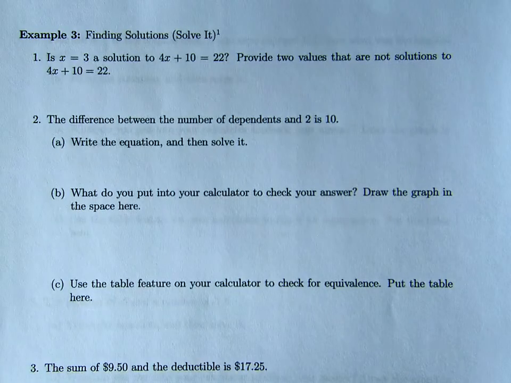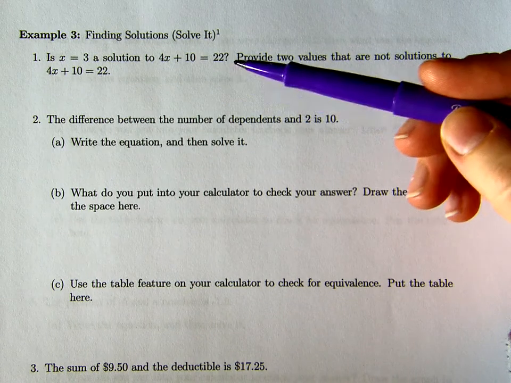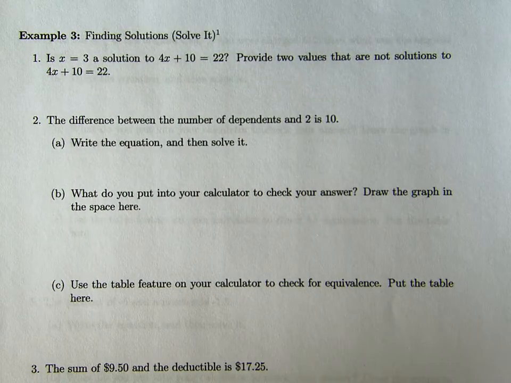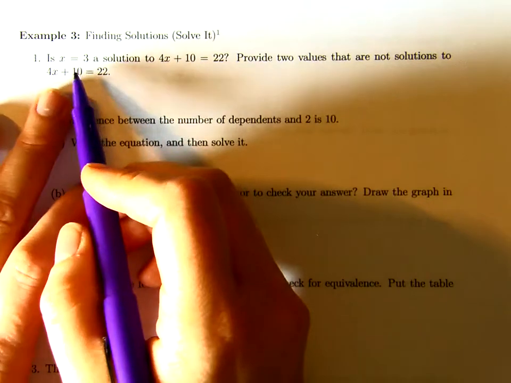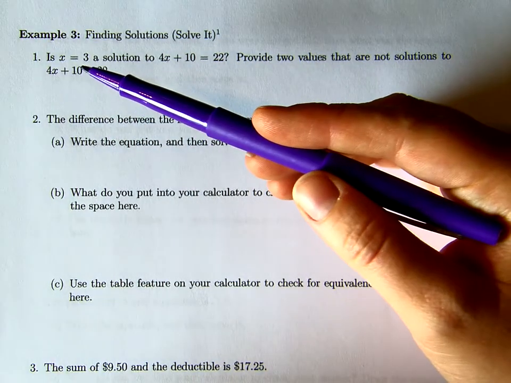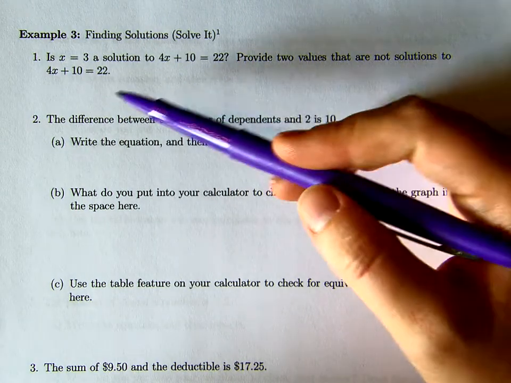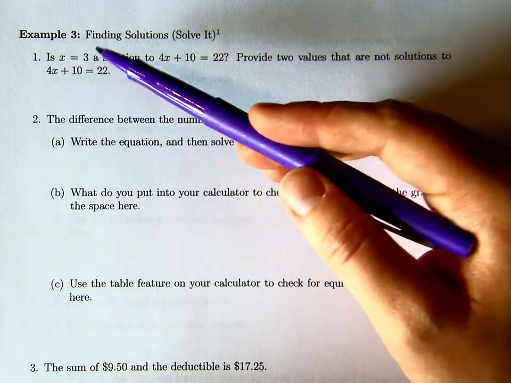All right. If you got a problem, I'll solve it. So find solutions. Is x equals 3 a solution to 4x plus 10 equals 22? Well, let's check it out. In this particular equation, the variable is x right here. There's only one variable and we are given its value. So they're saying x is 3.